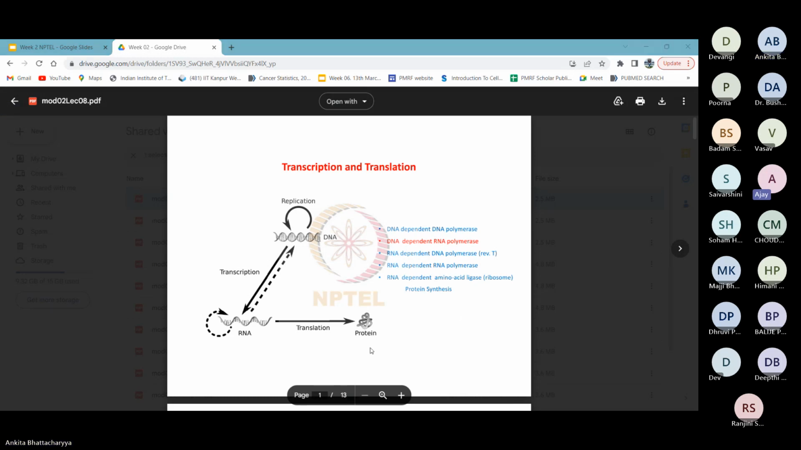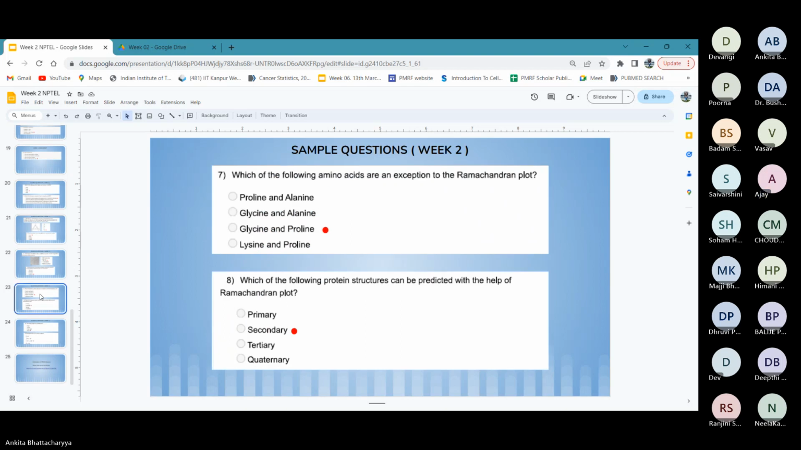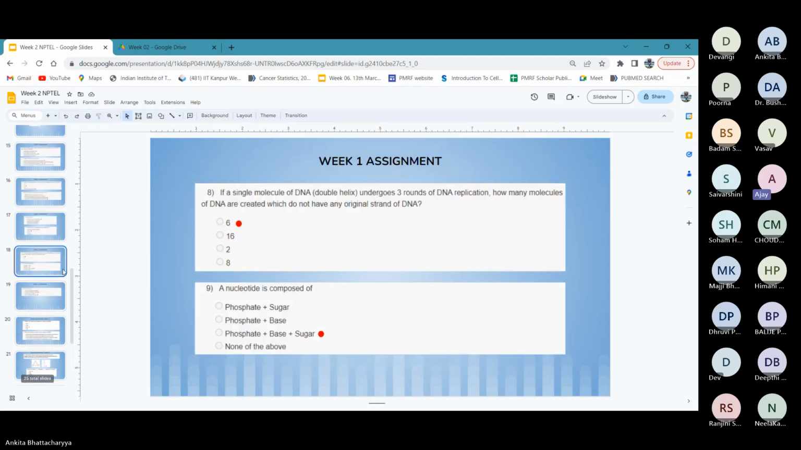Madam, one more question. Yeah, please go ahead. Question number 8, you said 12 strands are formed. I thought 8 strands are formed. Sorry, let me just check. How many strands have original? Question number 7 or 8.